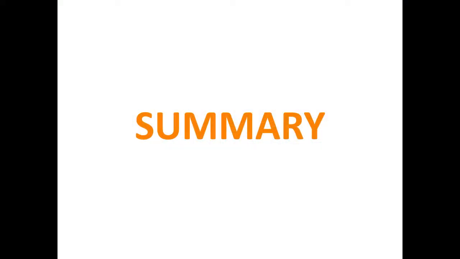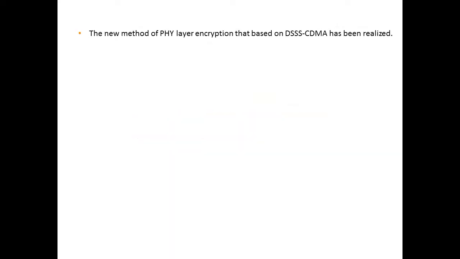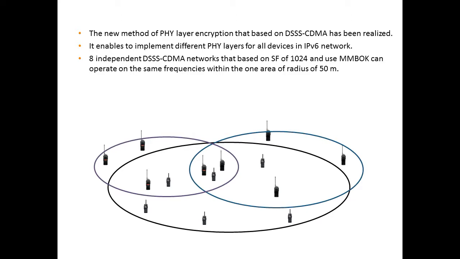So, what have we got in total? A new method of physical layer encryption based on DSSS CDMA has been realized. It enables implementing different physical layers which create very weak interference to each other for all devices in an IPv6 network. 8 independent DSSS CDMA networks based on a spreading factor of 1024 that use a multi-channel Emery bi-orthogonal chain can operate on the same frequencies within one area of radius of 50 meters.